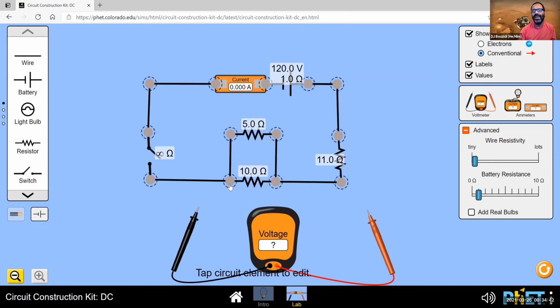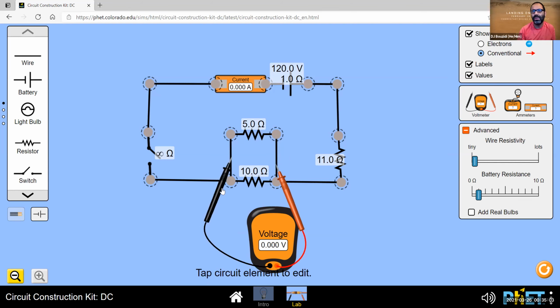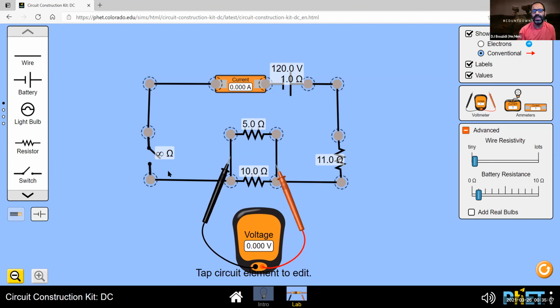So basically what we have in here is two resistors. One of them is 10 and one of them is five, and they're sitting in parallel to one another because these points are the same voltage and these points are the same voltage. If I put this one in here, it's the same thing. So this should be the same voltage all across now, okay? So right now it's reading zero because there is no current flowing through this thing in here.